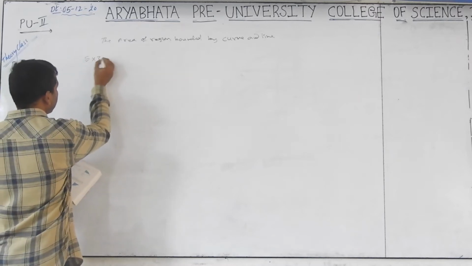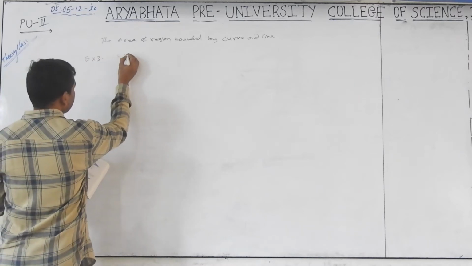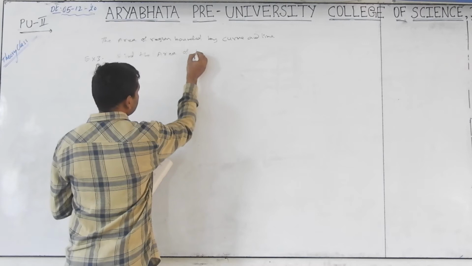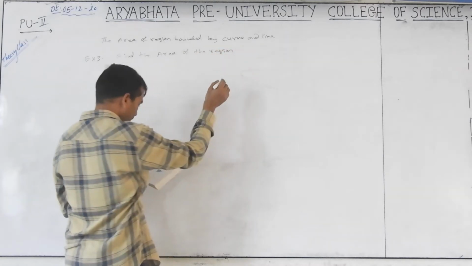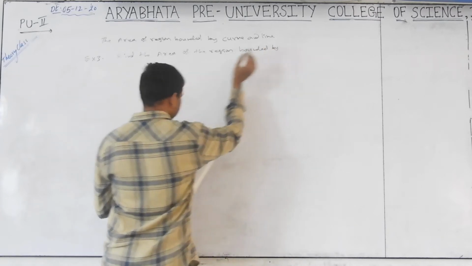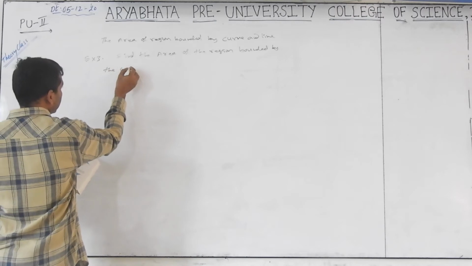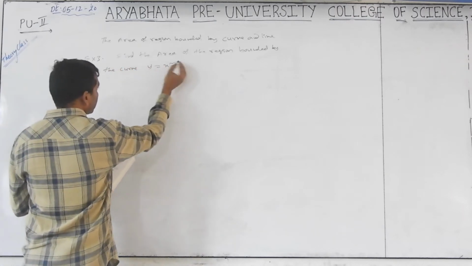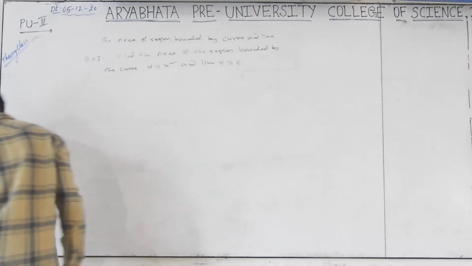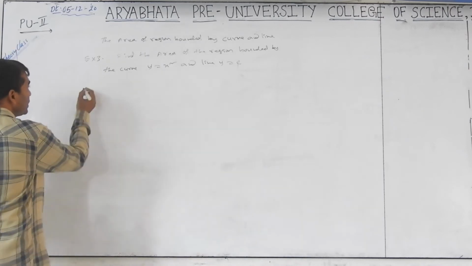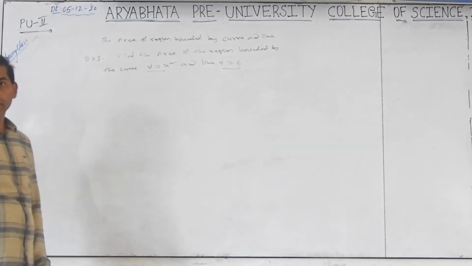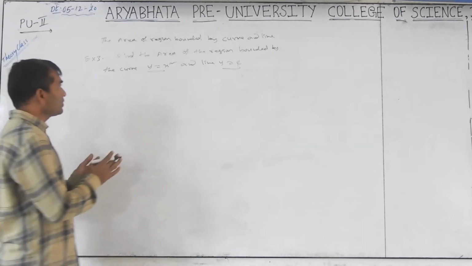Example 3. Find the area of the region bounded by the curve y equal to x square and the line y equal to 4. See, they have given here a curve and a line. So how do we find it? First we should draw the diagram.